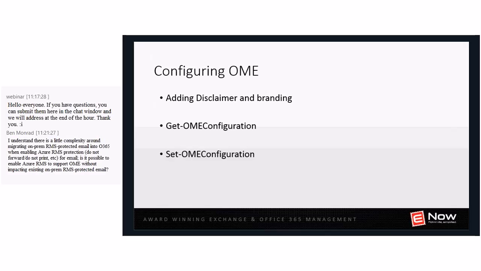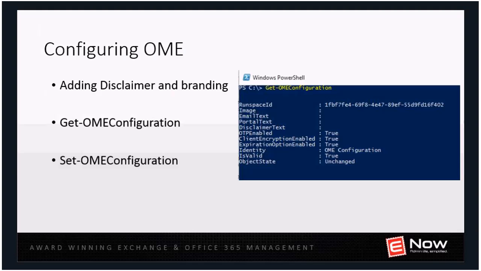You can modify the OME branding on your messages. There are some commands here: Get-OMEConfiguration and Set-OMEConfiguration. They allow you to modify that OME configuration and give you a little additional branding. Here you can see I ran Get-OMEConfiguration. It gives you the options.